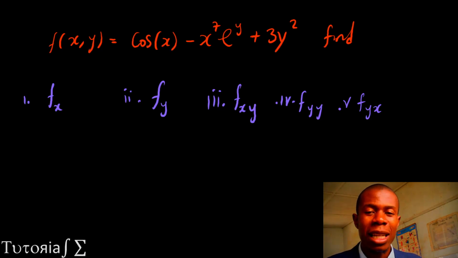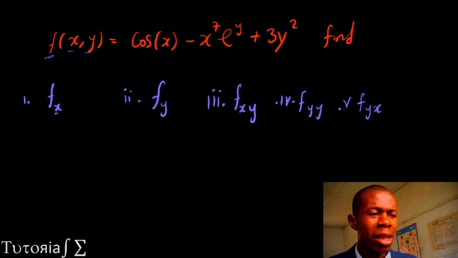In today's lesson, I just have a quick tutorial on how to approach these questions. These questions were sent to me by students, and basically they are on derivatives. The first, we have been given function f, which is a two variable function of x and y, and it has cos x minus x to the seventh e to the y plus 3y squared. And you're asked to find fx.